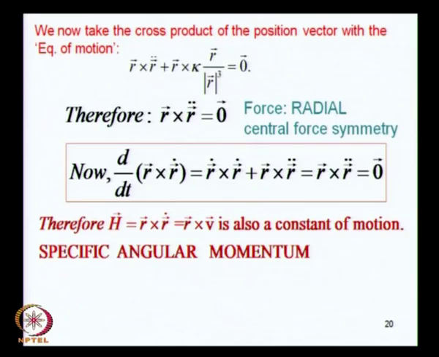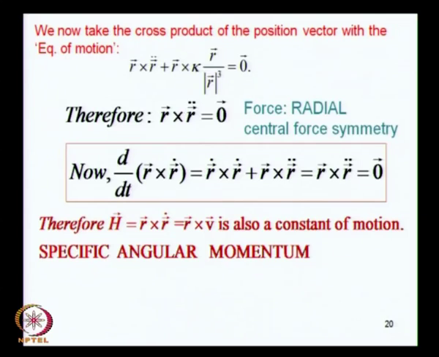Rather, it is a specific angular momentum. Angular momentum is r cross p. p is momentum, mass times velocity, but we are developing these equations in units of mass. So, angular momentum is r cross p, the specific angular momentum is r cross v. So, the specific angular momentum is conserved. If you multiply this by mass, you have the conservation of angular momentum.